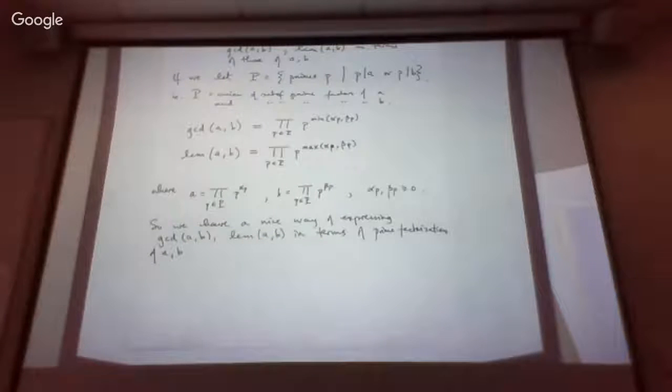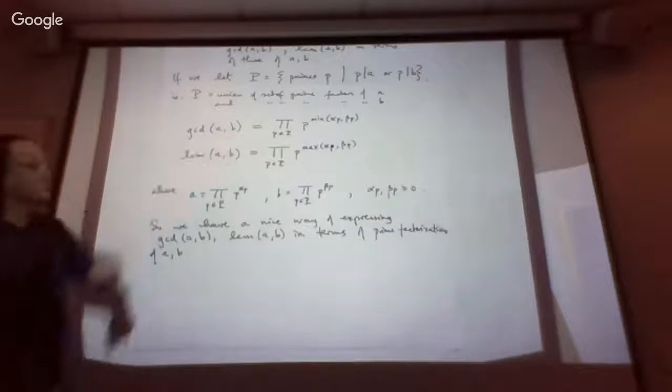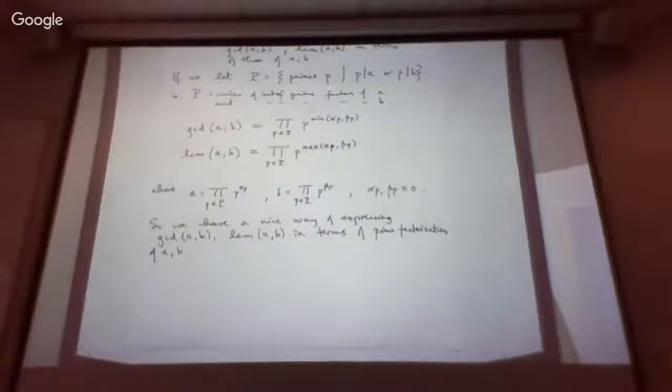Even though when we first introduced the greatest common divisor, we didn't have the language of prime factorizations or unique prime factorizations to hand. Okay? So that's kind of interesting as well. We were able to define the greatest common divisor and prove a lot of things about it before we had unique prime factorization as an available property. So this is one good way to think about the greatest common divisor. It's the kind of intersection of the two prime factorizations.